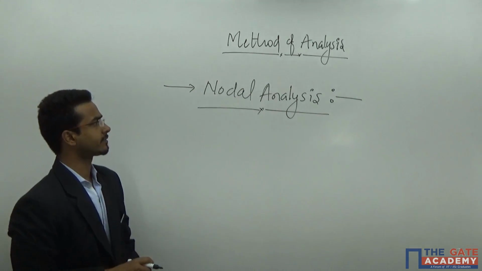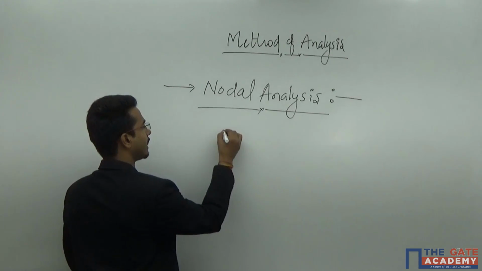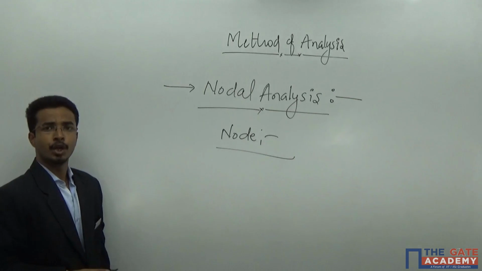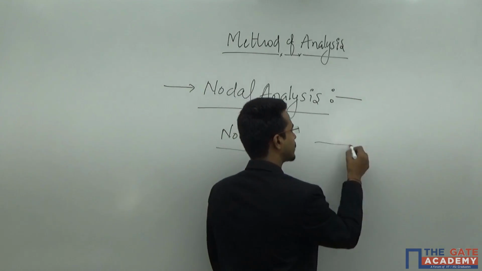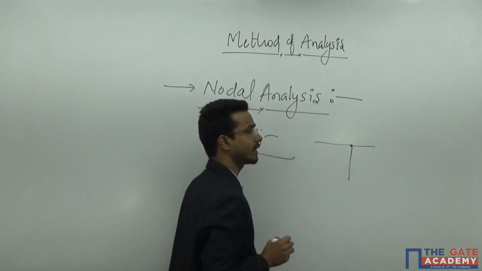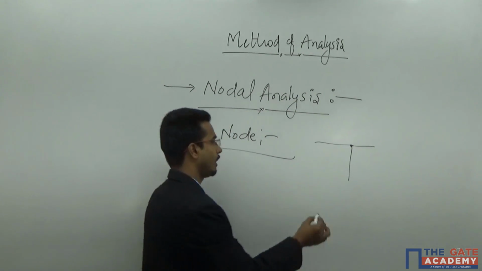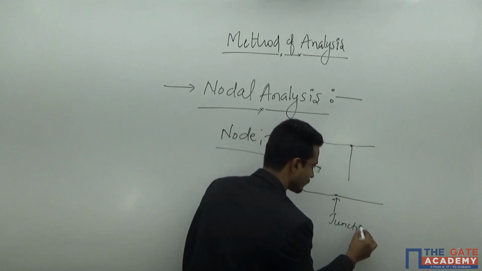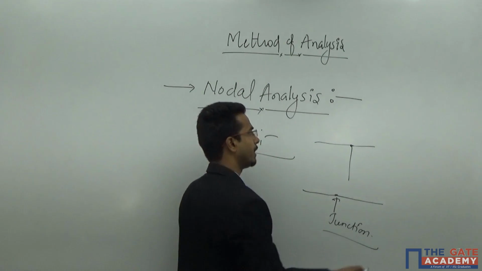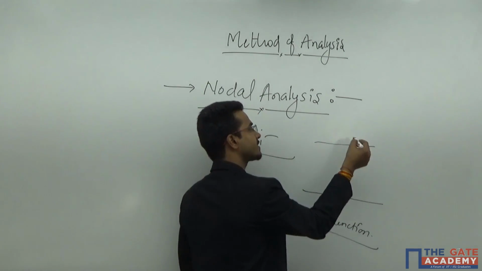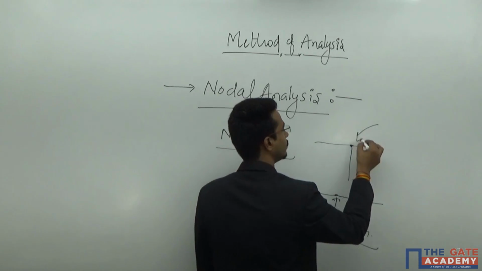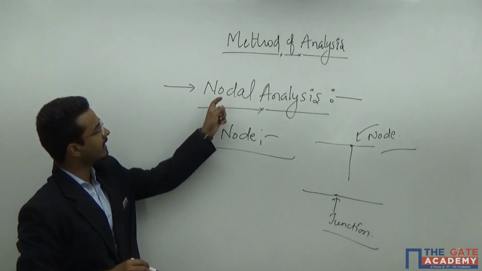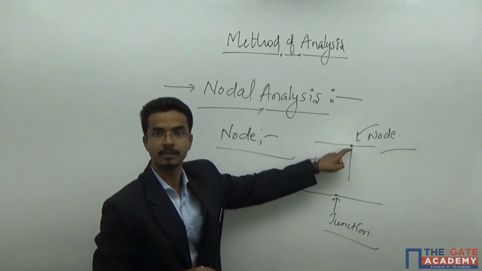Before going to the nodal analysis, I just want to ask, what do you mean by a node? Basically, a node is a junction in my circuit which consists of at least 3 branches at a point. If only 2 branches are connected together, it is just a junction, not a node for me. But if 3 or more branches are meeting at a point, that is my node. That means the entire nodal analysis is based on the nodes.